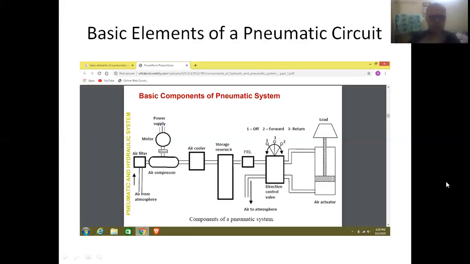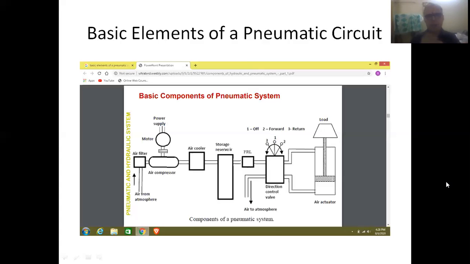So friends, these elements are to be arranged in this particular sequence: filter followed by regulator followed by lubricator. Therefore, it is generally made as a single unit, called the FRL unit. This unit is very essential for operating the circuit. It consists of 3 different items made as a single unit, and therefore it is referred to as FRL unit.